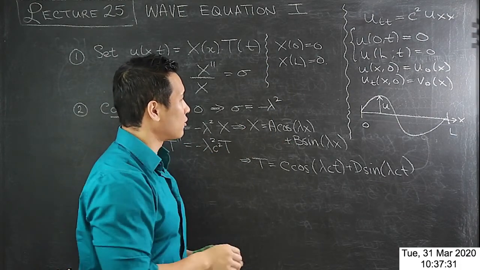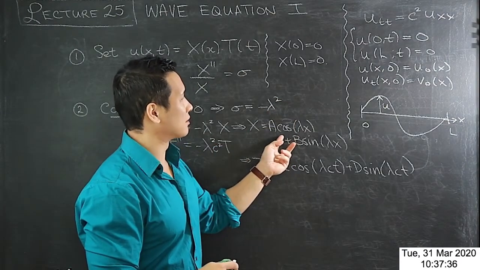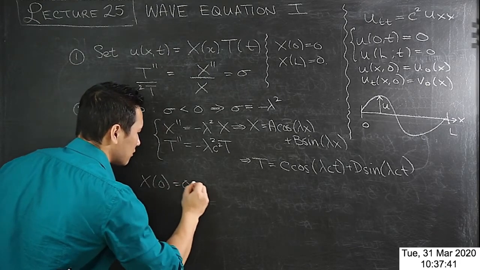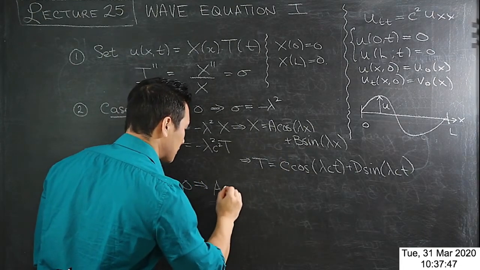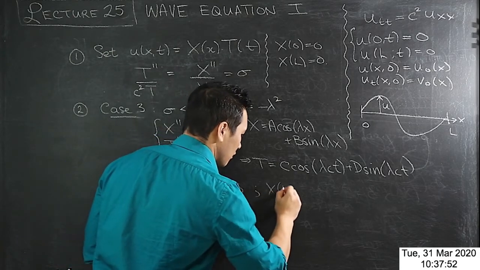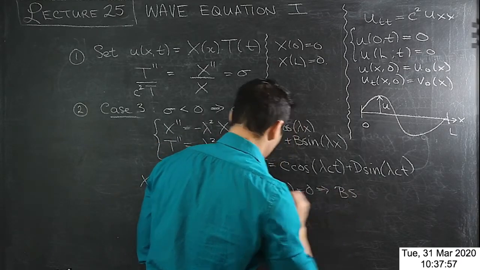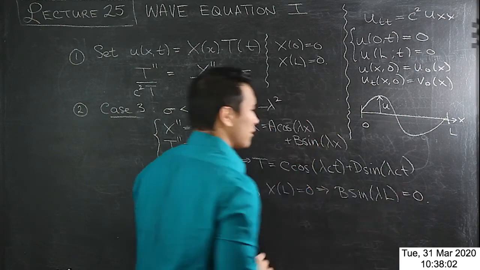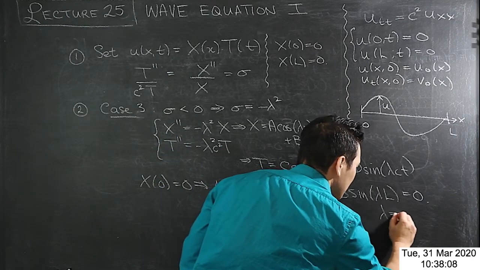All right, so now we need to impose the boundary conditions on the x. You can see that it's going to be identical to the heat equation, so we'll be able to skip to the solution. Well, might as well do it. So x of 0 being 0, let's put 0 into here. The sine disappears. That tells me that A is equal to 0. And then x of L being 0 tells me that B times sine of lambda times L has to be 0. So lambda times L has to be a multiple of pi. So lambda is equal to n pi over L.